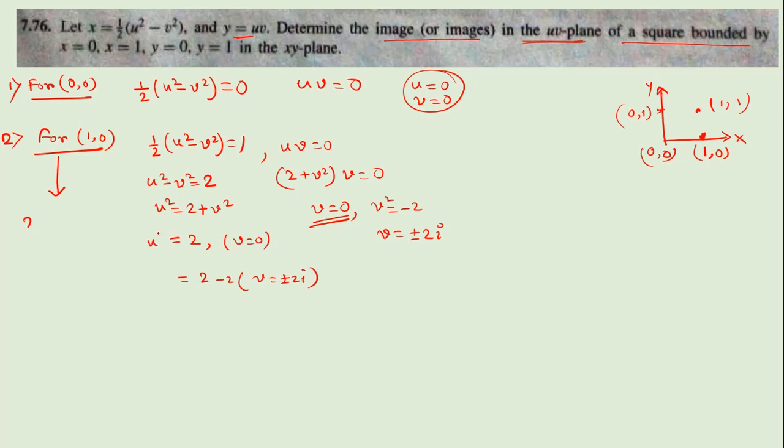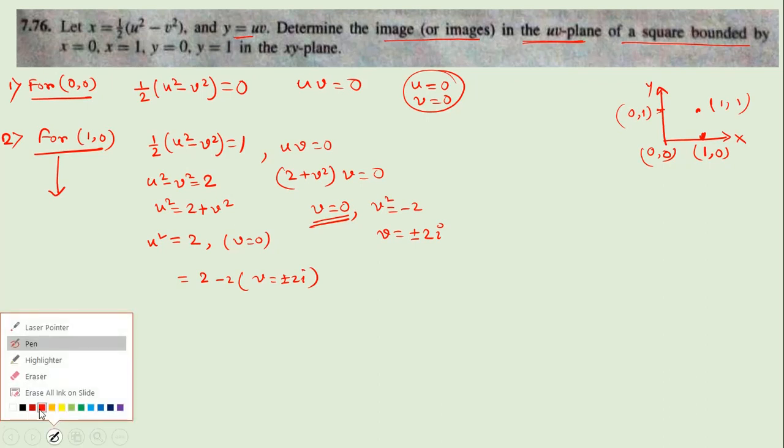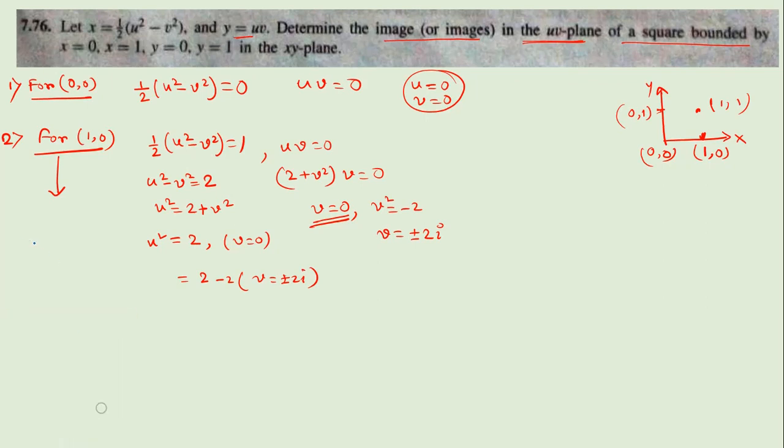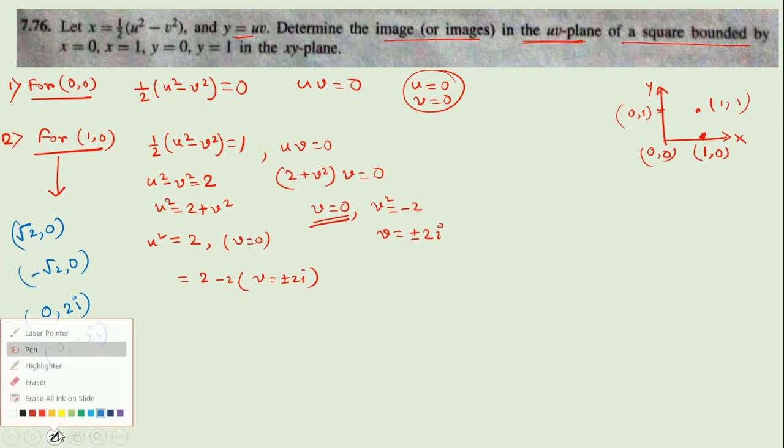So u will be plus or minus root 2. There are 4 points we got: (root 2, 0), (minus root 2, 0), and from here (0, plus i root 2) and (0, minus i root 2). You will get the 4 points for this one.